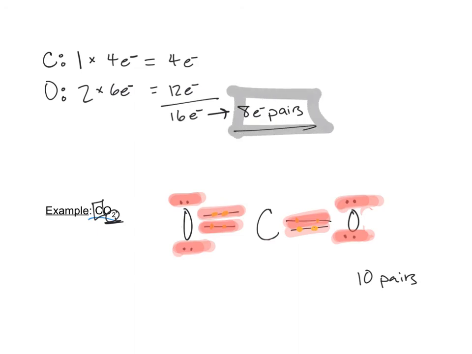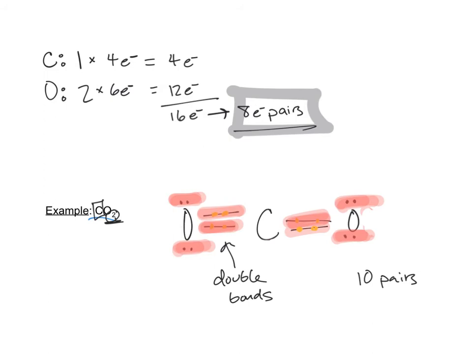So this is going to be carbon and oxygen bonded together with double bonds. Okay, so there will be 2 bonds, each consisting of 2 electrons between carbon and each of the oxygen atoms.